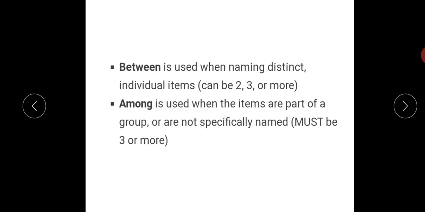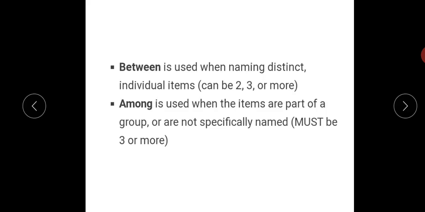Okay, but this rule is entirely a myth, and you can use between when there are more than two elements involved. Understand? In fact, you can use between for any number of elements as long as all these elements are separate and distinct. That is, they are individual. They should be individual and clear. So it can be 2, 3 or more.